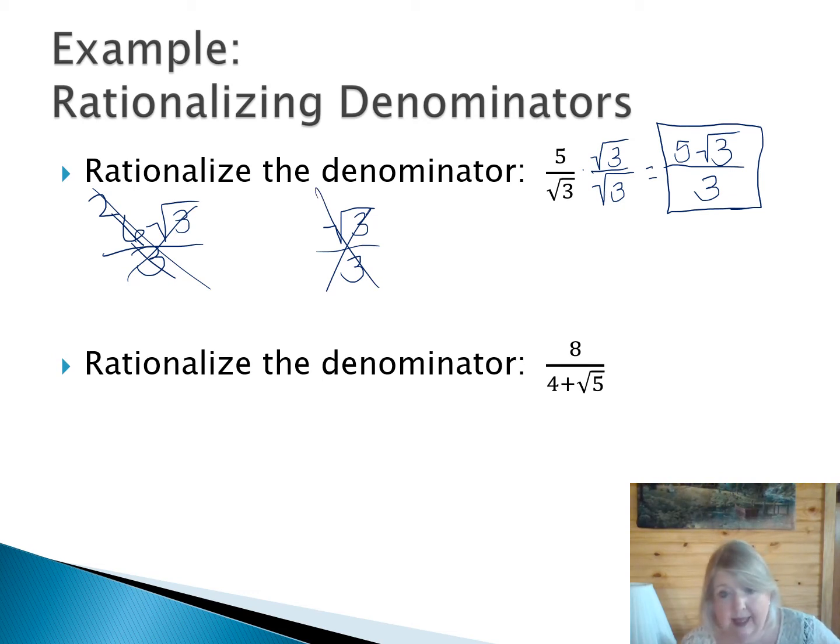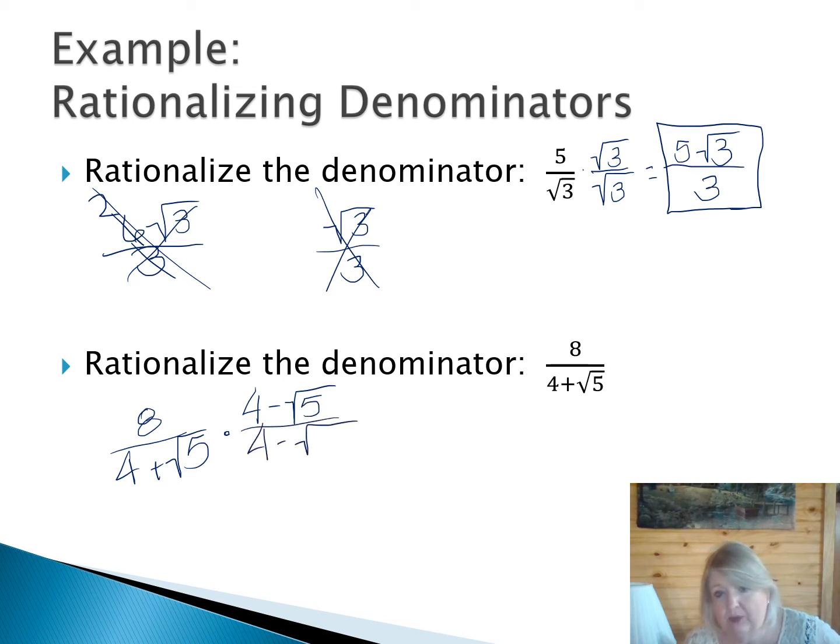And the last example there, 8 over 4 plus square root of 5. I have to rationalize the denominator because in algebra they tell us our final answers cannot have radicals in the denominator. So, in order to rationalize it, I make a conjugate pair. Since they had 4 plus square root of 5, I want 4 minus square root of 5.